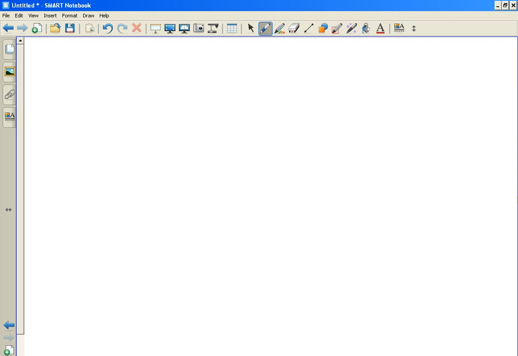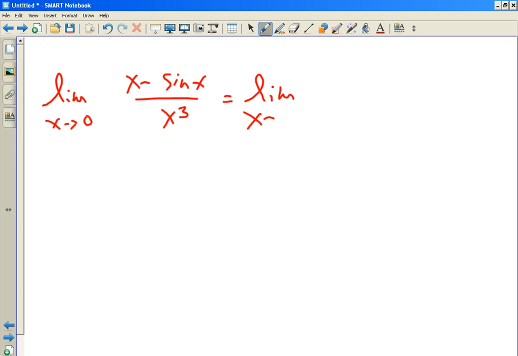This is slightly different. The limit as x approaches 0 of x minus sine x over x cubed. Is that a 0 over 0? Sure is. So what's the derivative of the top? 1 minus cosine over what? 3x squared. Perfect. Now if you plug in 0, what happens?